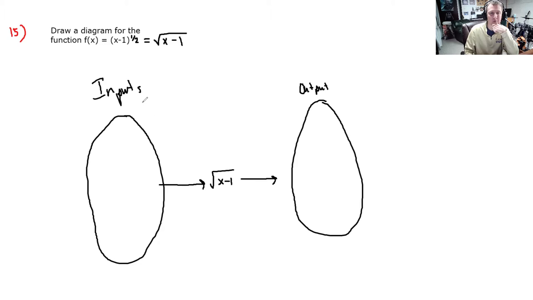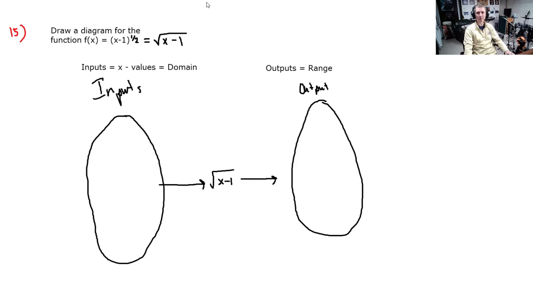Okay, what's another name for the inputs? What's another name for the possible inputs? Before we get into actually making some computations, what's another name for inputs? The set of all the possible inputs. X values, that's the variable that we usually give to them. Yes, there's another word. Domain, right? All the possible inputs is the domain. Okay, how about the outputs? The range. Yes, range. Outputs is synonymous with the range.